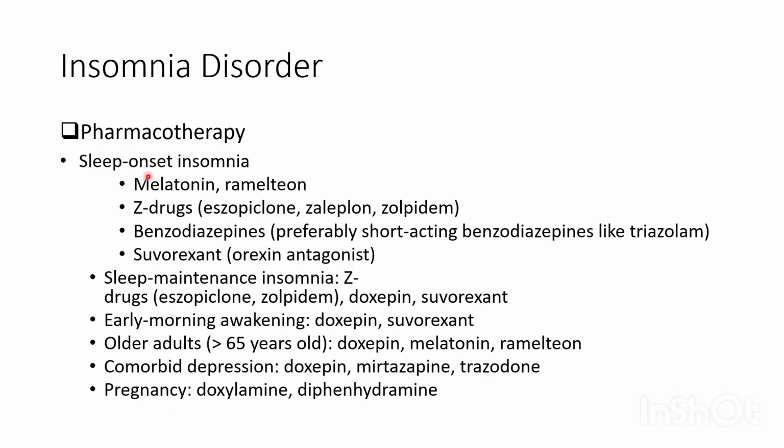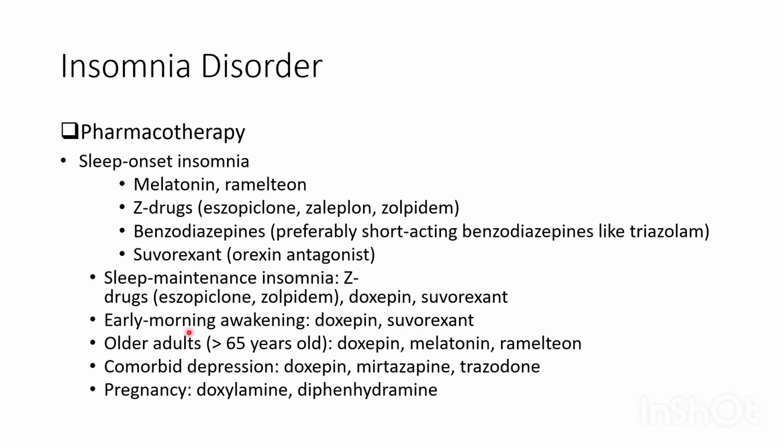Pharmacotherapy. Sleep onset insomnia drugs are used when there is difficulty initiating sleep: melatonin, ramelteon, Z drugs, eszopiclone, zaleplon, zolpidem, benzodiazepines, preferably short-acting benzodiazepines like triazolam, and suvorexant, an orexin antagonist. Sleep maintenance insomnia drugs are used when there is difficulty maintaining sleep: Z drugs, eszopiclone, zolpidem, doxepin, suvorexant.